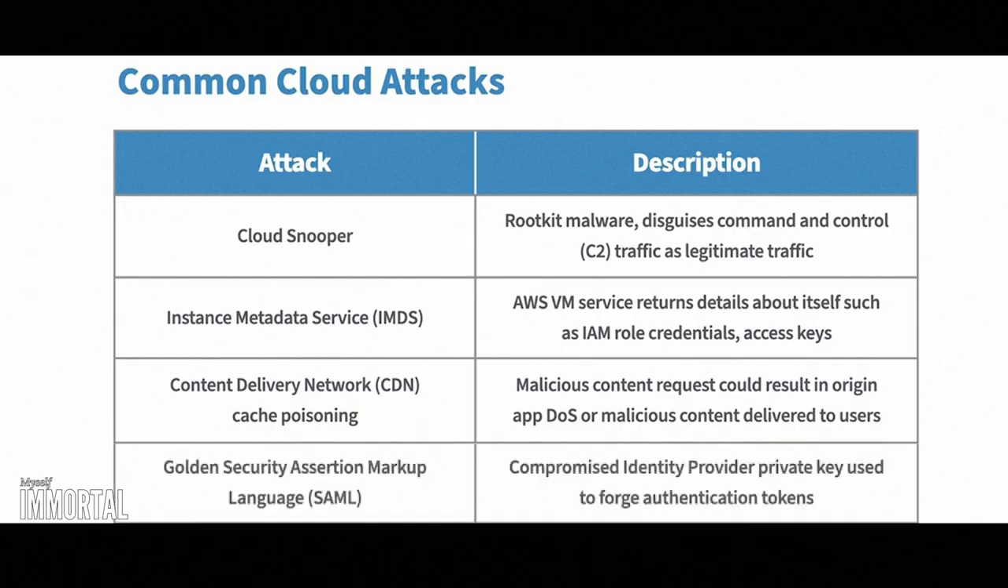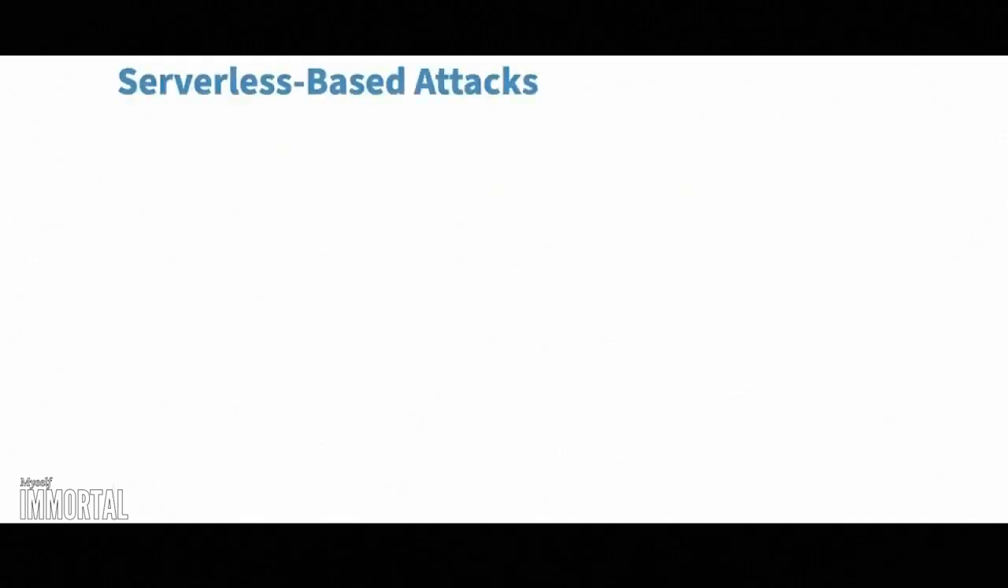We've also got golden Security Assertion Markup Language, or SAML, types of attacks. What this does is compromise an identity provider private key that is then used by the attacker to forge authentication tokens. When it comes to security and cryptography, public and private keys can be issued to entities like identity providers. The public key can be shared with anybody, that's why it's called public, but the private key must be kept private. If someone gets a hold of the private key, they can forge requests or transactions as if they were the legitimate key owner.